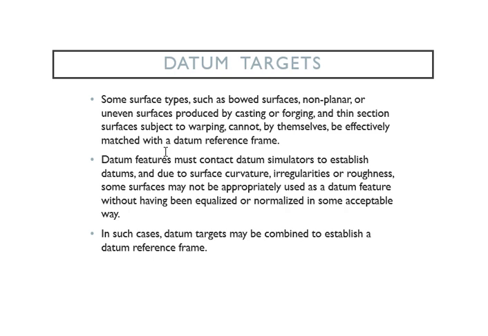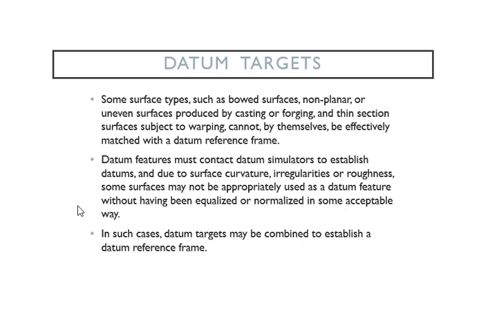Okay, so datum targets are like surface types. So you have like a bowed surface or non-planar or uneven surfaces. That comes from your machining, like casting, forging. And then you have thin section surfaces that come from warping, another machining or manufacturing process. And they have to be effectively matched with your datum reference frame, okay? So anyways, now just reading, we will get into the exercise and what they are. Right now, just try to get in touch with the terms.